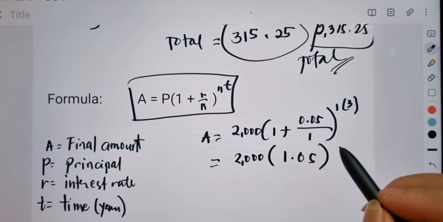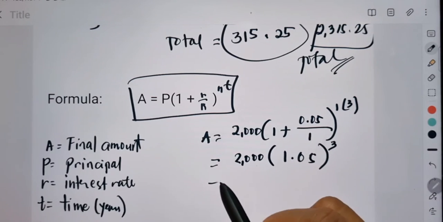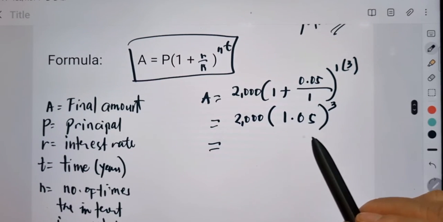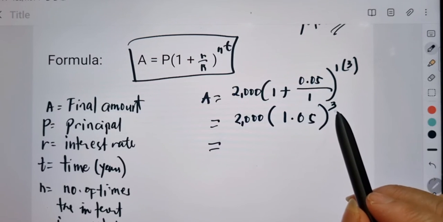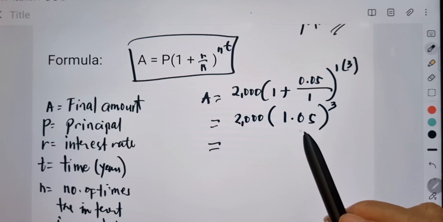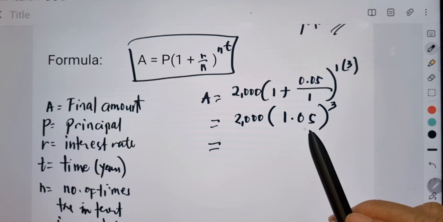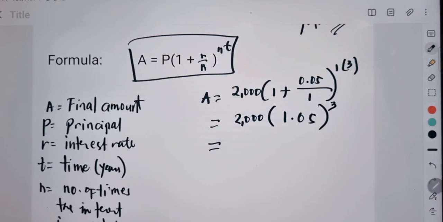And then 1 times 3, that is 3. So exponent muna. So ngayon, ano ibig sabihin ng 1.05 raised to the third power? Ibig sabihin, multiply natin ito ng 3 beses. Okay? Now, since allowed kayong gumamit ng calculator, pwede nyo ng diretso na.